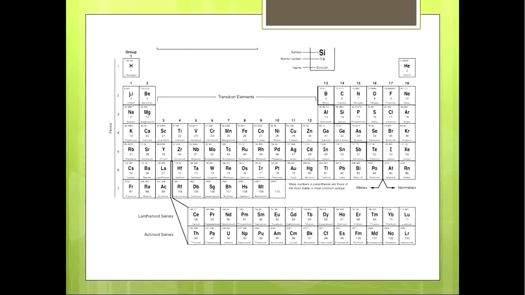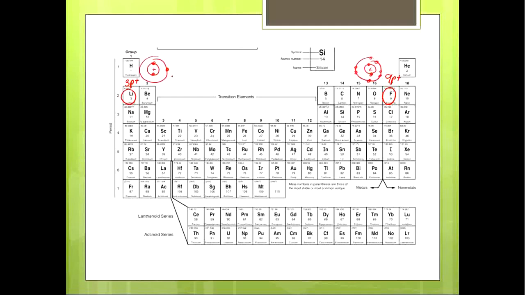So let me use period 2 as an example. Lithium has 3 protons, and then fluorine has 9 protons. Okay, so 3 protons versus 9 protons. You know that 9 protons will have a more positive charge, a stronger positive charge than the 3 protons in lithium.